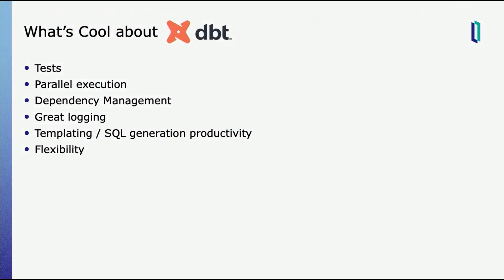So really, these are the kinds of things that are cool about dbt. We mentioned tests, so it makes it really easy to verify that you have one column for one thing and not another, and you can put those tests all over the place to make sure that your pipeline is running correctly. We talked about the parallel execution, dependency management, and it's logging all the time. This SQL generation is really incredible. And it's just super flexible.